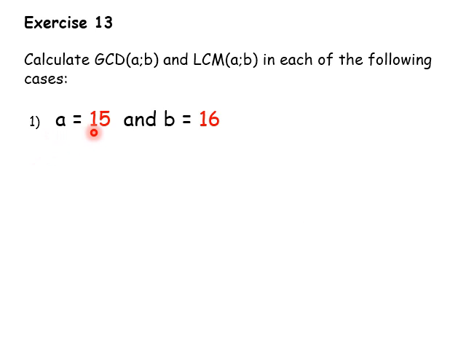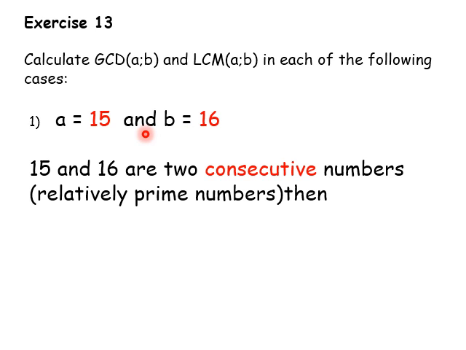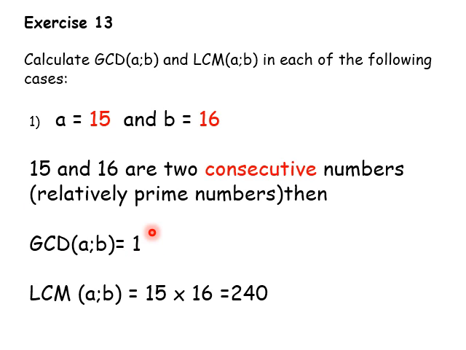We have A equal 15 and B equal 16. Do you remember what we said before? Here we have 15 and 16. 16 comes after 15, so they are consecutive numbers. It's a case of relatively prime numbers. Then directly I can say that GCD of A and B equals 1 and the LCM of A and B is 15 times 16, which is 240. Okay, this is a case of relatively prime numbers.